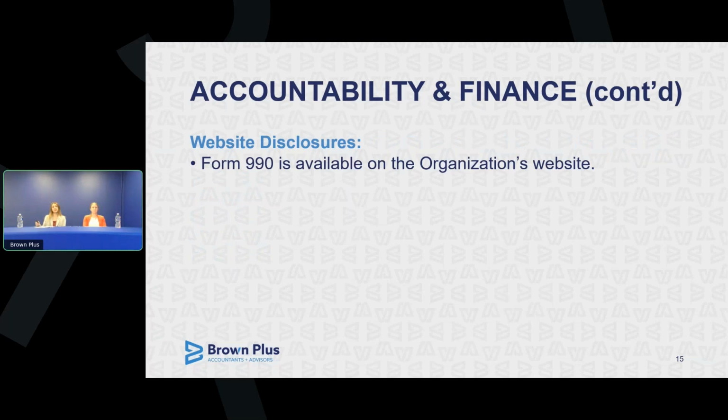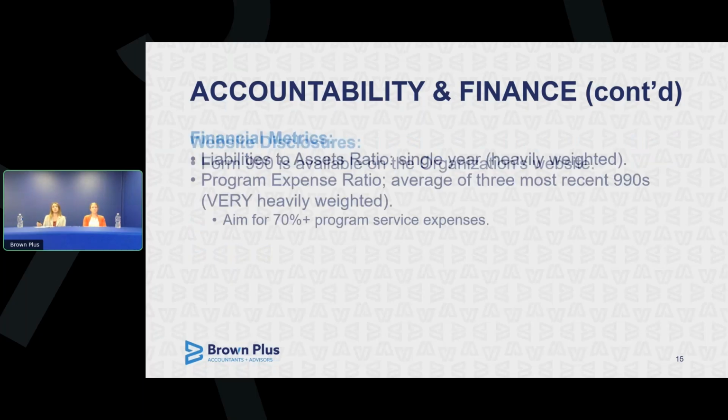So continuing in accountability and finance, they'll look at your website disclosures. So they want to see that your 990 is posted on the organization's website. So like I said, it's available from several other sources, but they want to see it posted by the organization on their own website.